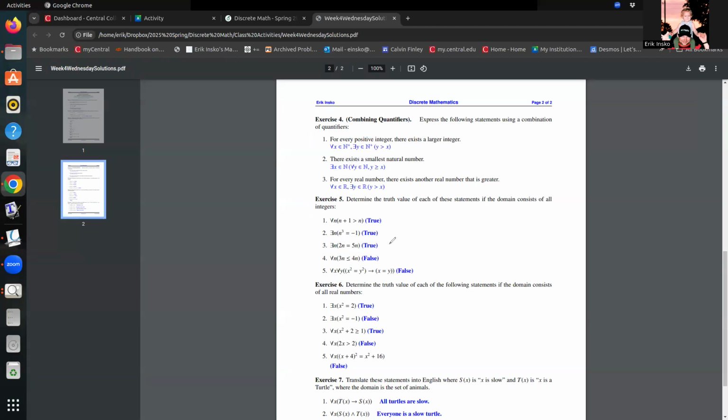Now, there exists an integer n such that 2n equals 5n. That is true. I think there's exactly one example where that happens, and can you guess what it is? n equals 0. You get 2 times 0 equals 5 times 0. Okay.